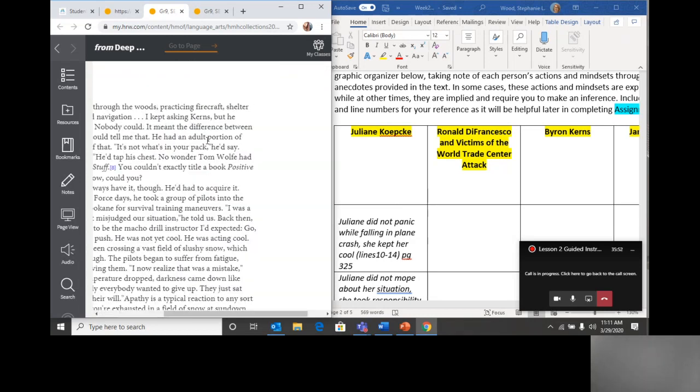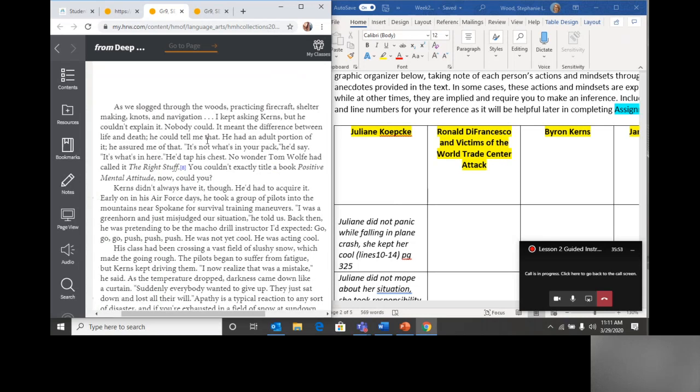As we slogged through the woods, practicing firecraft, shelter-making, knots, and navigation, I kept asking Kearns, but he couldn't explain it. Nobody could. It meant the difference between life and death. He could tell me that. He had an adult portion of it. He assured me on that. It's not what's in your pack, he'd say. It's what's in here. He'd tap his chest. No wonder Tom Wolfe had called it the right stuff. Couldn't exactly title a book Positive Mental Attitude now, could you?